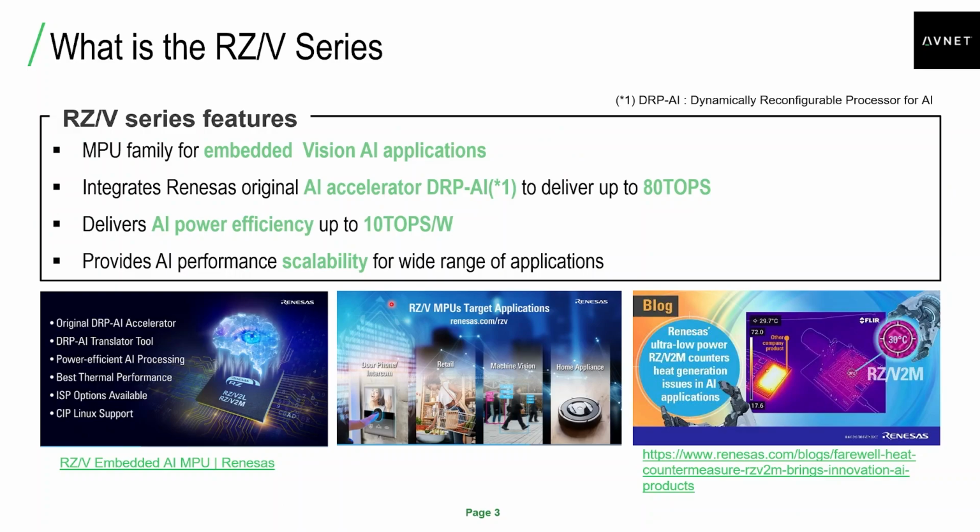So what is the RZ/V family? Basically, the RZ/V family is a family of SoC devices designed for embedded Vision AI applications. These devices integrate a Renesas-developed AI accelerator, which we refer to as the DRP-AI. This DRP-AI hardware block was designed to provide a scalable, very power-efficient Vision AI solution for a broad range of applications.